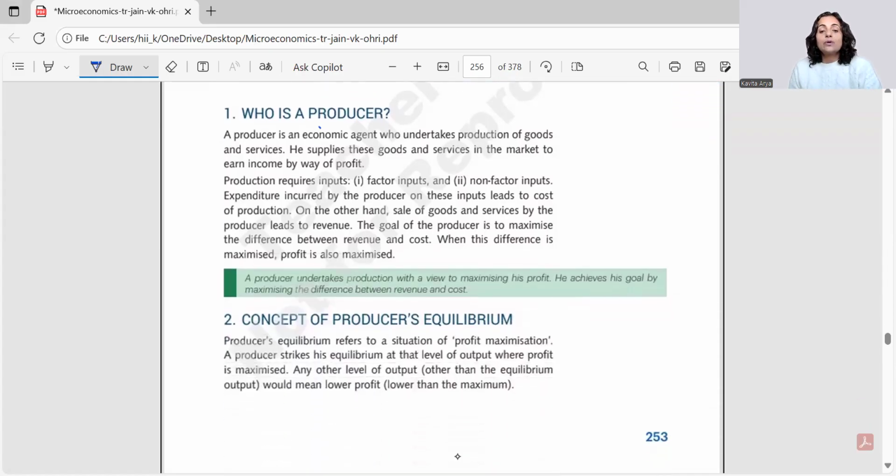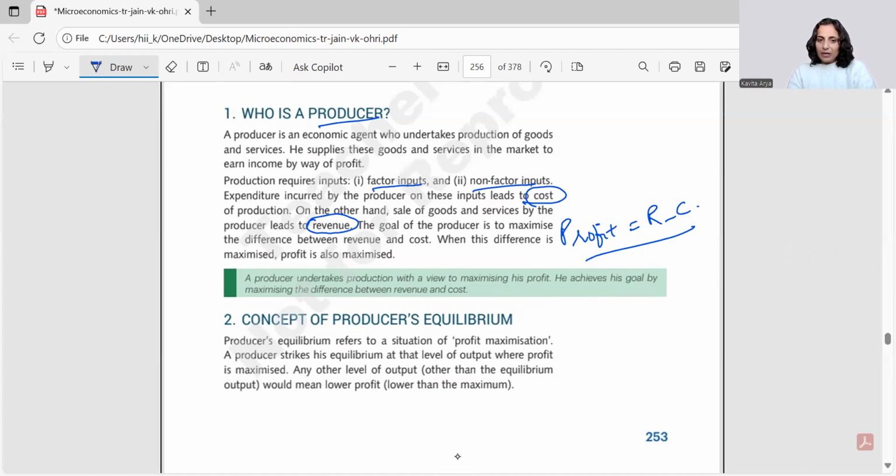First and foremost thing is, who is a producer? The one who produces goods and services. How does he produce? He produces with the help of factor inputs and non-factor inputs. When he unites all these efforts, what does he do? He makes the goods and he incurs cost in making those goods, right? And then what next? He sells the goods which he has produced, so he gets to have the revenue. Okay, and the previous chapter's understanding tells us that profit is nothing but the difference between the revenue and the cost while producing the goods and selling the goods, right?